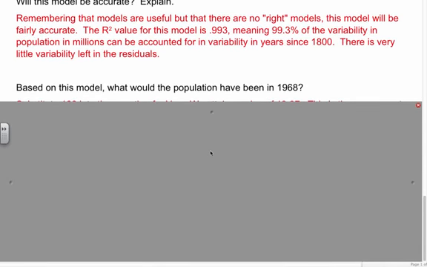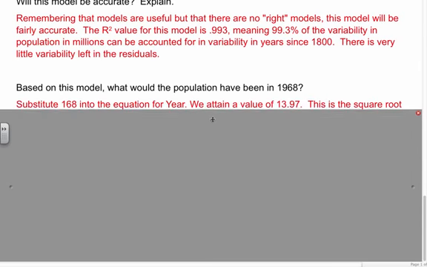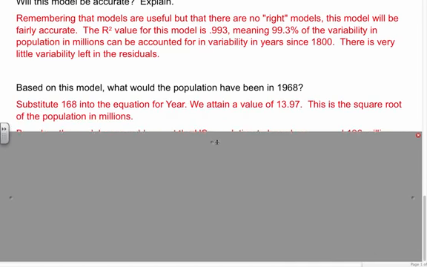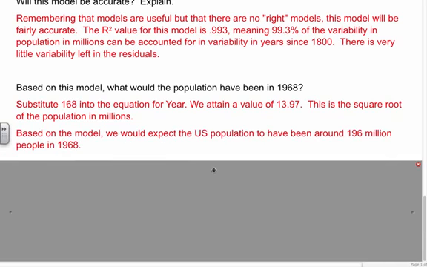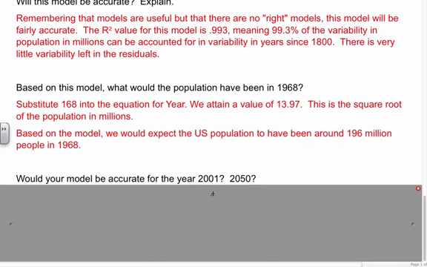All right, so based on this model that we've created, what would the population have been in 1968? Well, we have to substitute 168 into the equation for the year. We attain a value of 13.97. But remember, this is the square root of the population in millions. Here's where most of you will make small errors. You'll just stop. Well, don't forget, I've got to square that so I can get my population. So based on this model, we would expect the U.S. population to have been around 196 million people in 1968. Obviously, there are ways to check. We could go through and find out.